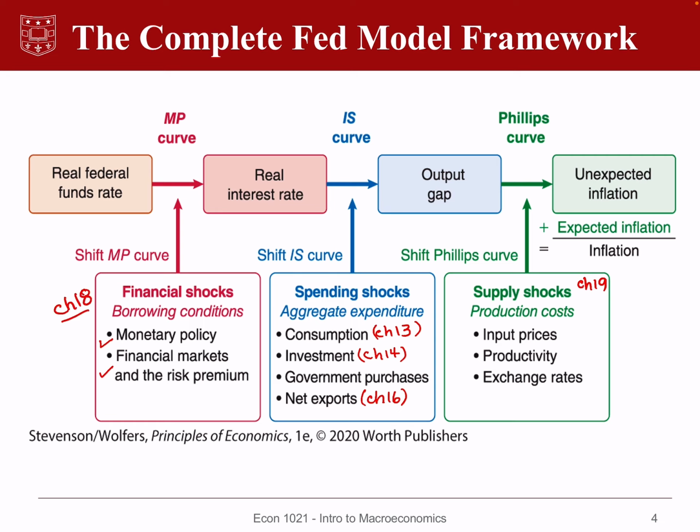In chapter 19, we talked about the things that will shift the Phillips curve, as supply shocks or changes in the underlying cost of production that faces firms. And so it can be a change in input prices, it can be a change in productivity of the factors of production, or changes in exchange rates. And so these are things that will cause the Phillips curve to shift in the manner that we had talked about in the prior set of notes.